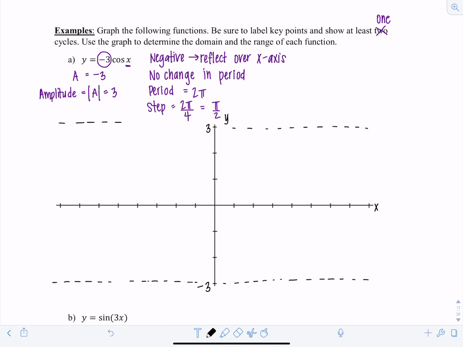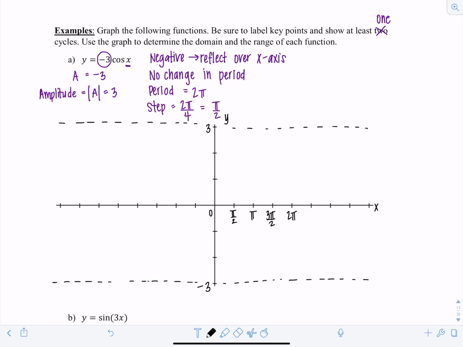And then we're going to start labeling. So I'm going to start at 0. Then the step is pi over 2. So that's the next value I'm going to label on the x-axis. I'm just going to keep adding pi over 2 until I have 5 key points. So I have 2 of them so far. 0, pi over 2. If I add another pi over 2, now I'm at pi, right? 2 pi over 2. 2 pi over 2 plus another pi over 2, that's 3 pi over 2. 3 pi over 2 plus another pi over 2 is 2 pi. So there's 5 key points there.